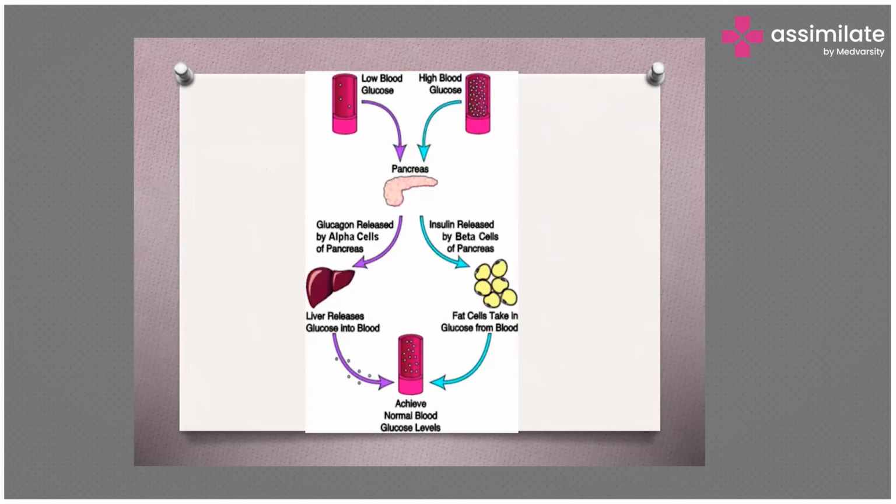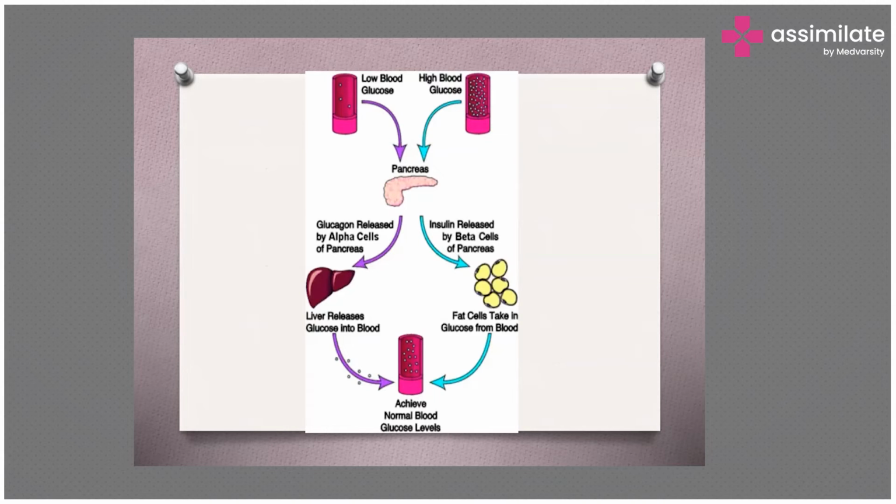Once this glucagon is released by the alpha cells of the pancreas, it in turn stimulates the liver. Now, why is it stimulating the liver? Because it wants to raise the blood glucose level so that it can maintain normal blood glucose levels in the body. So this glucagon is stimulating the liver to achieve this normal blood glucose level.